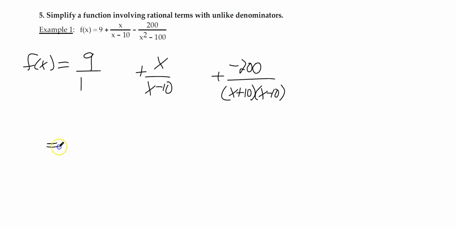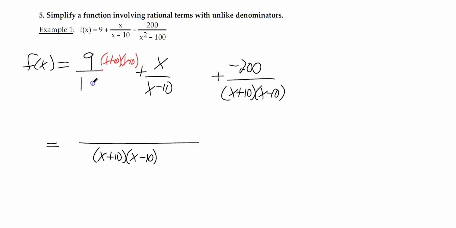I can see that the common denominator will be the x plus 10 and the x minus 10. So that informs me as to what I need to multiply by. This one, I need all of it. I need the x plus 10 and the x minus 10. Whereas this one, I just need the x plus 10. And this doesn't need anything. All right, great. Let's see what we get now.